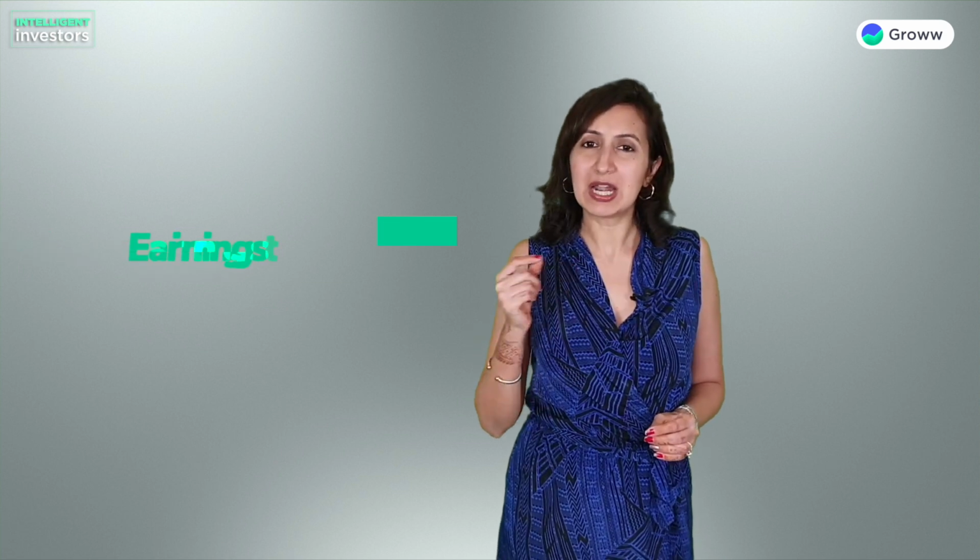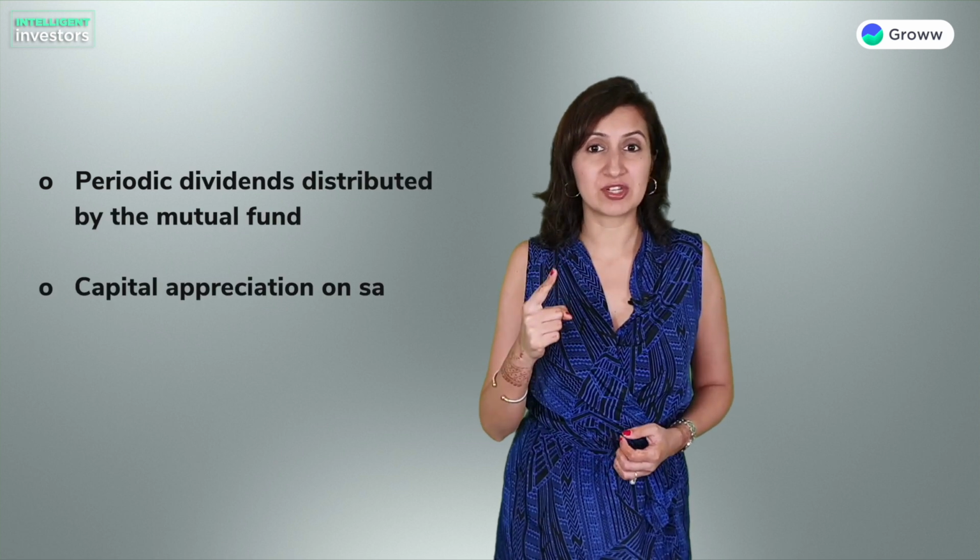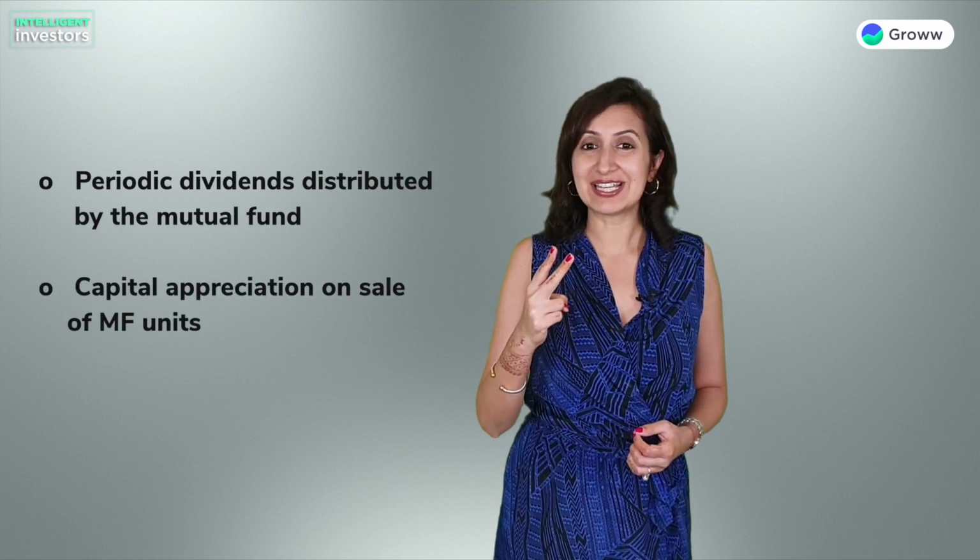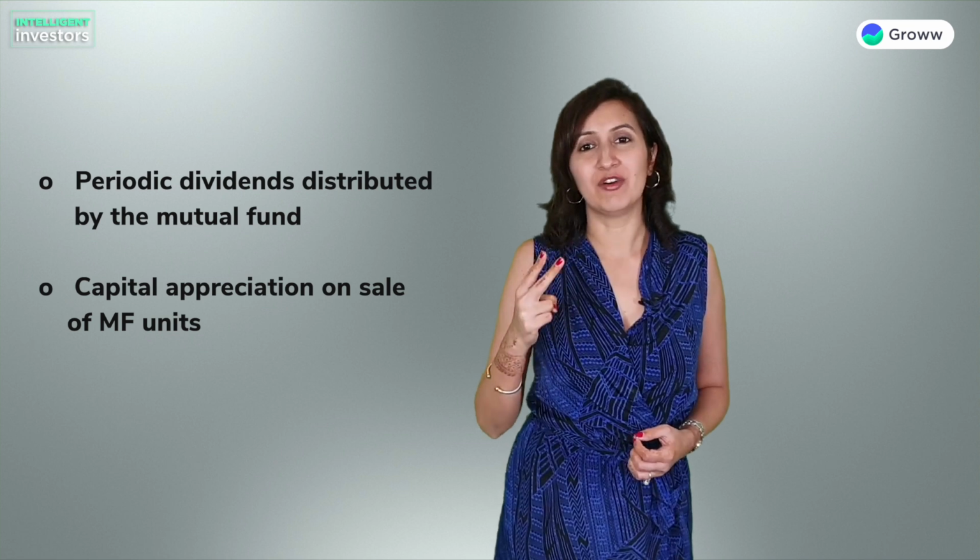First, we will talk about the transactional tax. Transactions are taxable only for equity and hybrid equity funds currently. Any purchase or redemption of units for these categories will incur a STT or the Securities Transaction Tax of 0.001%. Earnings tax. The major portion of taxation in mutual fund investments comes from earnings. Earnings from mutual funds can come only from two sources, which are first, periodic dividends distributed by the mutual fund. Second, capital appreciation on the sale of mutual fund units.